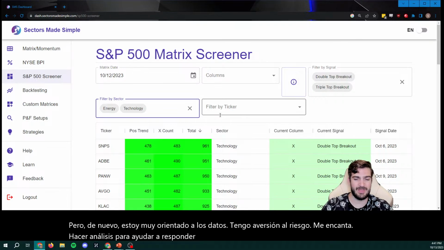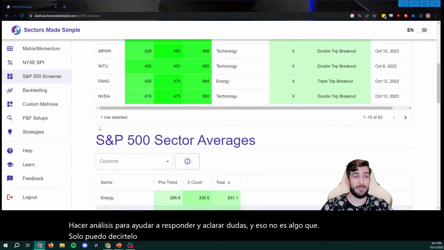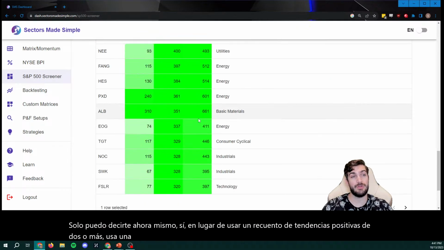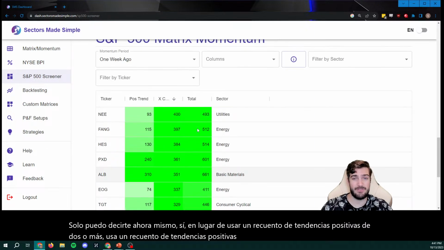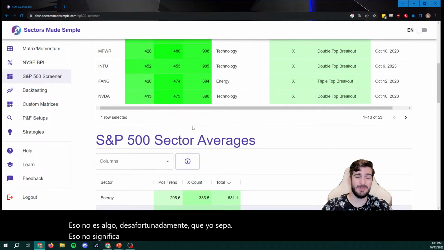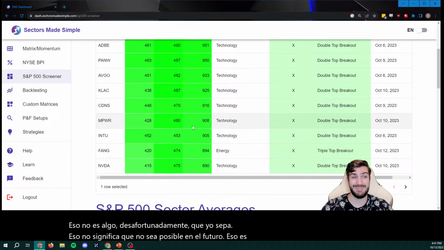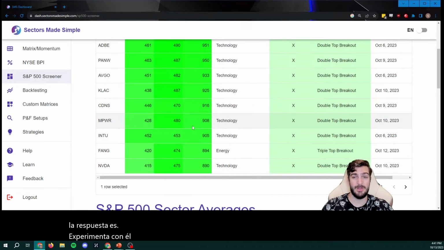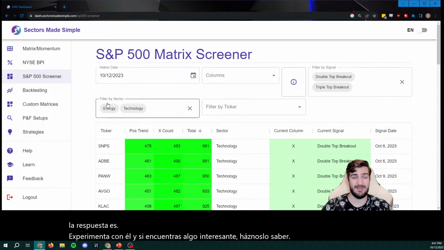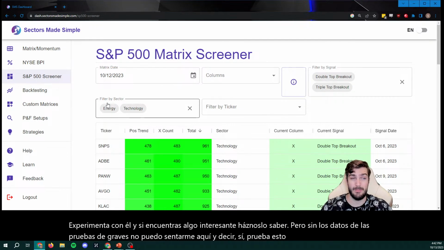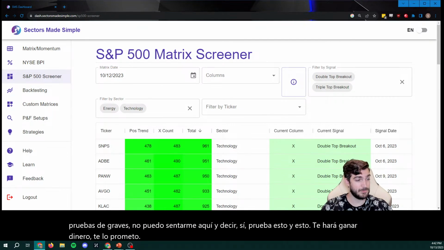And that's not something that I can just tell you right now, oh yeah, instead of using a positive trend count of 2 or more, use a positive trend count of 137 or more. That's not something, unfortunately, that I know. Doesn't mean it's not possible in the future. That is something that we can explore, but today the answer is experiment with it, and if you find something interesting, let us know. But without backtesting data, I can't sit here and say, yeah, try this, this, and this. It'll make you money, I promise. Great question, though.